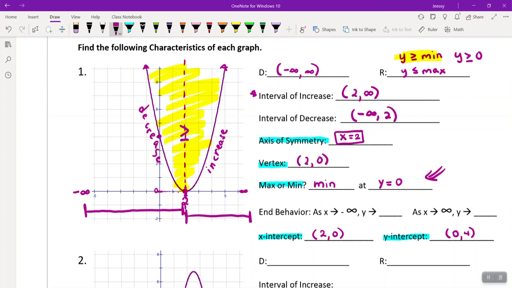So yes, the axis of symmetry is the point where the parabola makes a switch from increase to decrease or decrease to increase. Right?